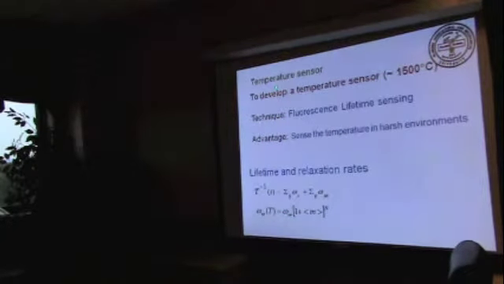We'll first deal with temperature sensing, how this is used as a temperature sensor. In principle you can use this for sensing temperature as high as 1900 degrees. It is shown here only up to 1500, depending on the material. If you take YAG material, it will work up to 1900. If you take lanthanum chloride, it will work up to 1400. So it depends on the host material in which the rare earth will go.